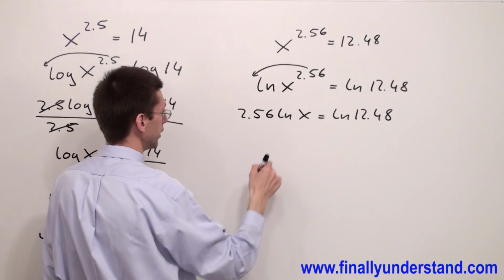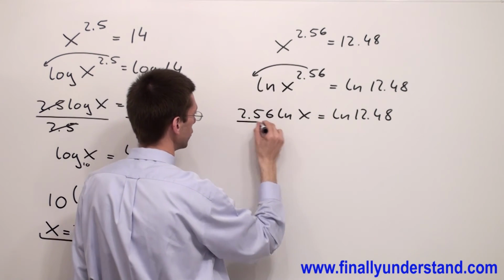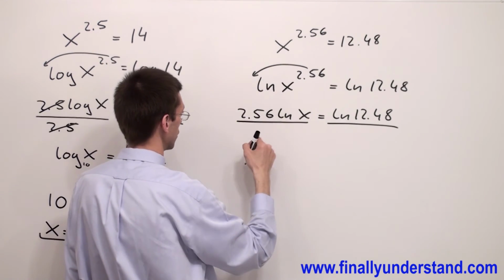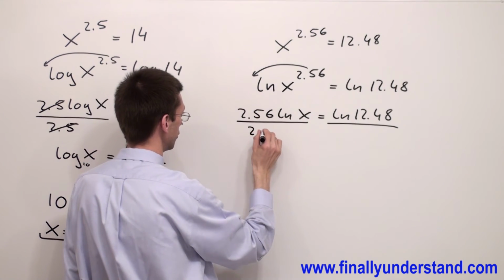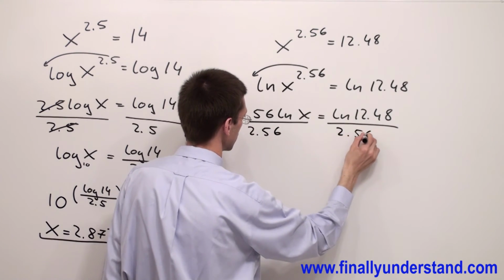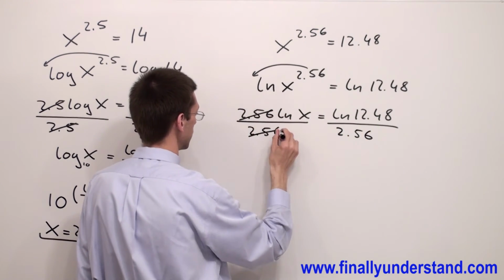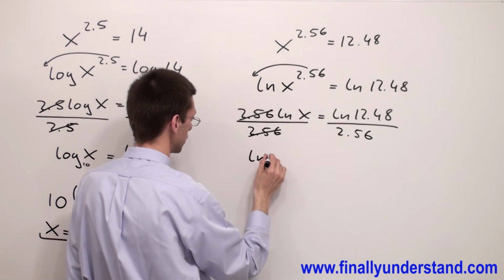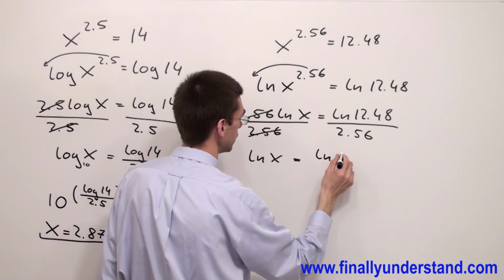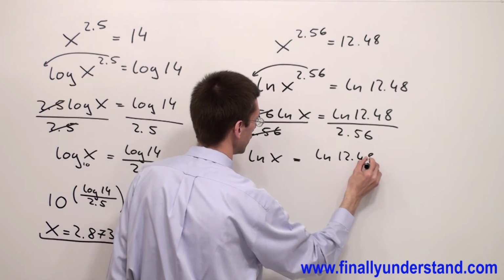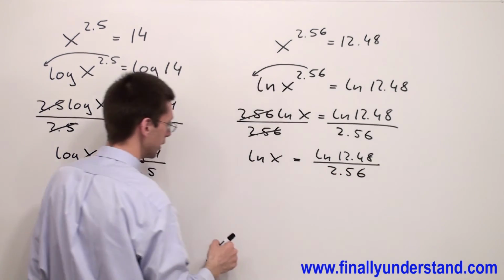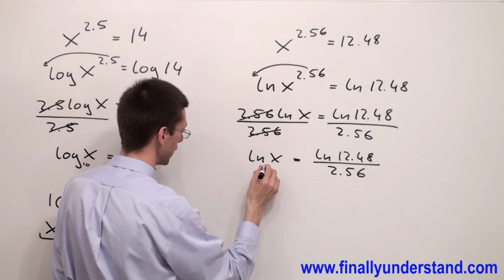In order to find the value of x, I have to divide both sides of the equation by the coefficient of your logarithm. So you have 2.56 in the denominator and divide by 2.56. They are going to cancel out, and you are going to have natural log of x equals ln 12.48 over 2.56.